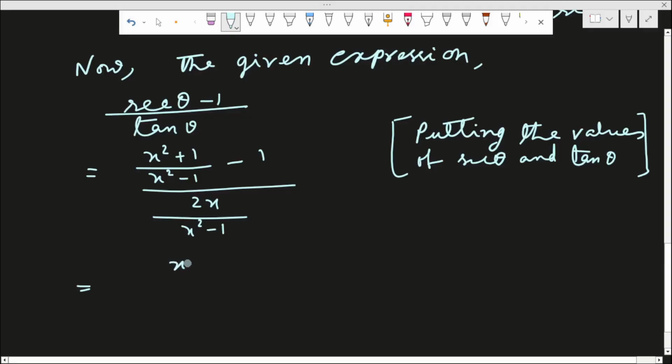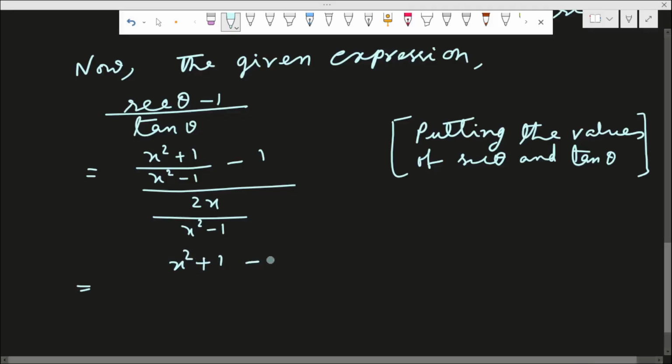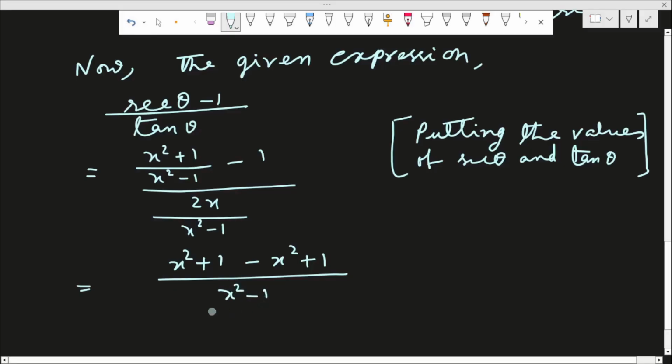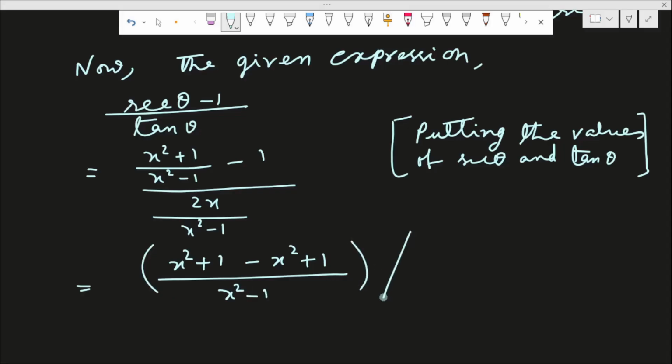So after simplification, x plus 1 minus x square, here is minus, plus 1, by x square minus 1, writing by x by x square minus 1.